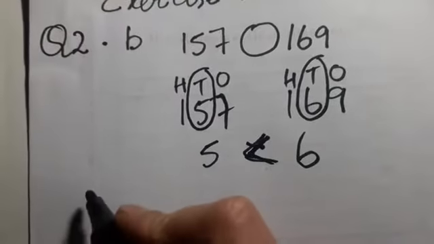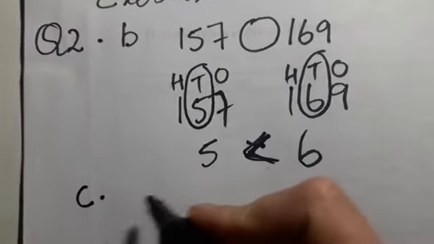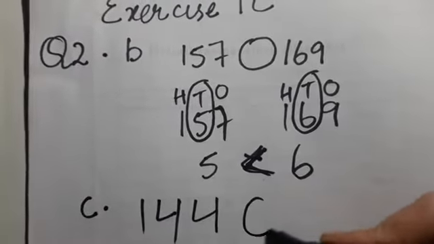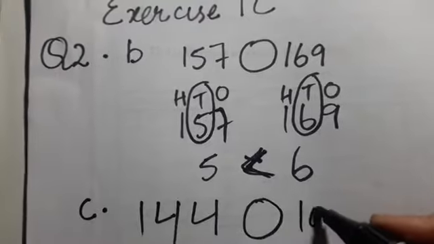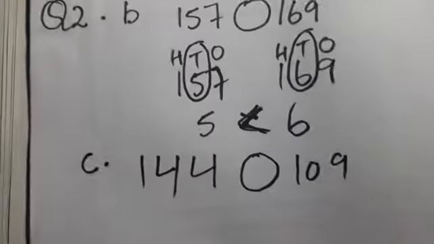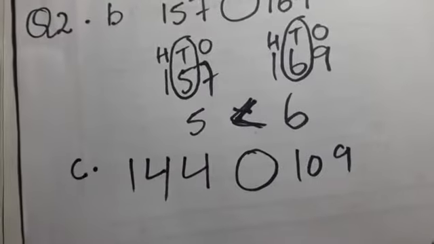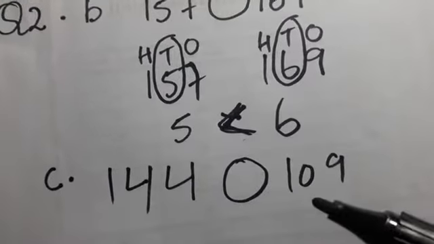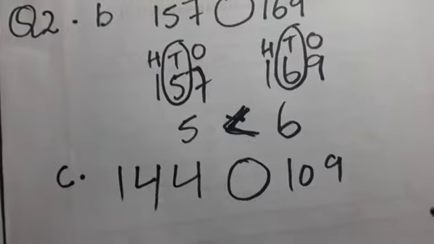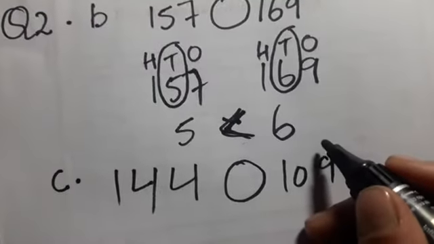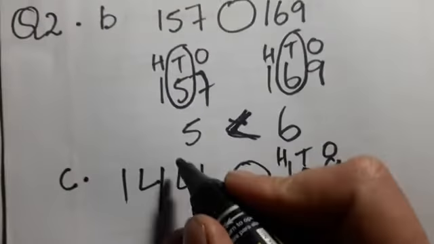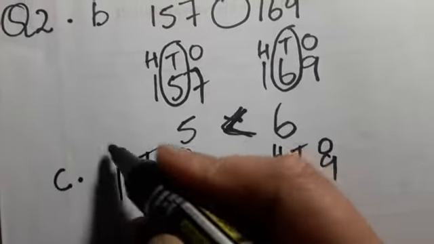Okay, another part is part C, 144 and 109. In this question, we have to follow the same method: we have to compare the digits in the tens place only. So we will simply write their heads: ones, tens and hundreds, ones, tens and hundreds.